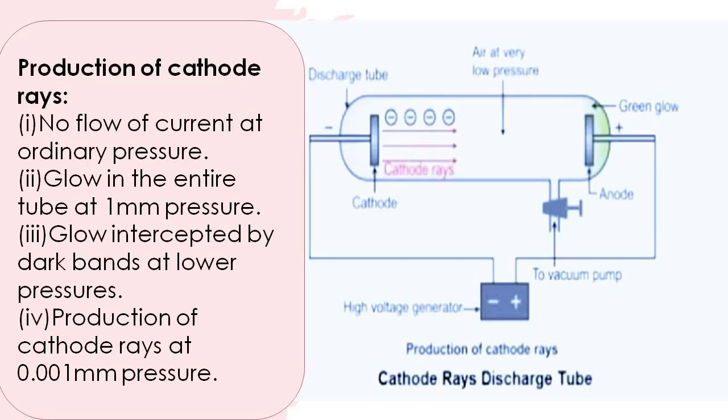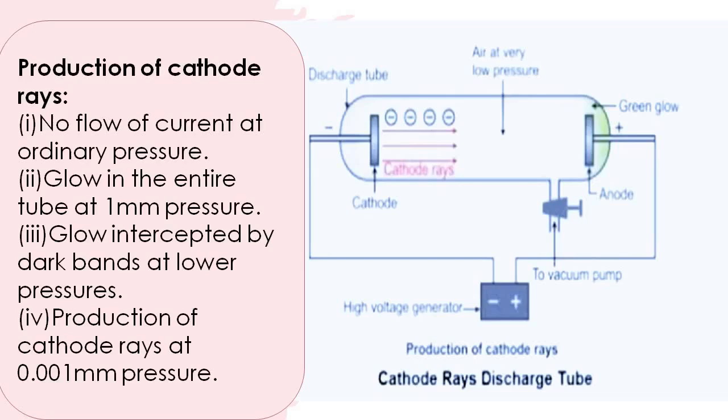Glow in the entire tube at 1 mm pressure. If the air inside the tube is sucked out by connecting the side tube to the vacuum pump so that pressure falls to about 1 mm of mercury and now a voltage of about 10,000 volts is applied, the current begins to flow between the electrodes through the air inside and hence the entire discharge tube begins to glow uniformly with magenta red color.